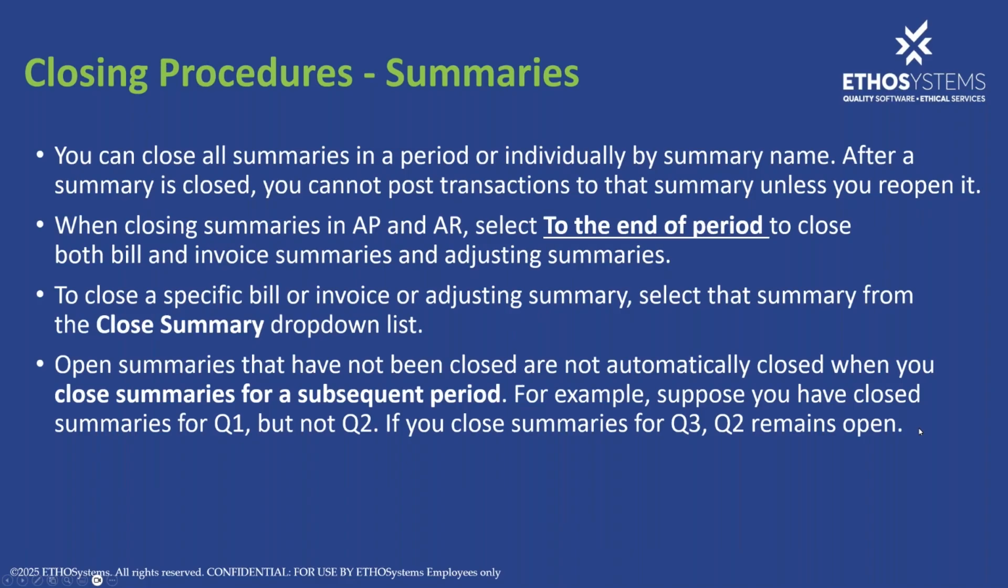And then also, this is a good one to note because the way our minds think in a lot of legacy systems, if you go before or after, it affects the period before or after when you're closing. Open summaries that have not been closed are not, I repeat, not automatically closed when you close summaries for a subsequent period. Okay, so for example, suppose you have closed summaries for Q1 but not Q2. If you close summary for Q3, Q2 is still open. See how that works? Because that is the point of the closing summaries, because sometimes we have to go out of the norm.